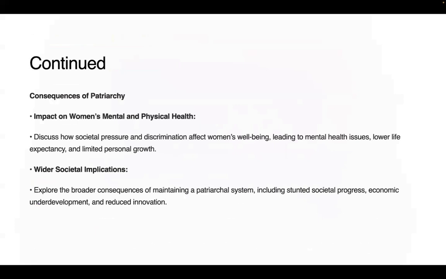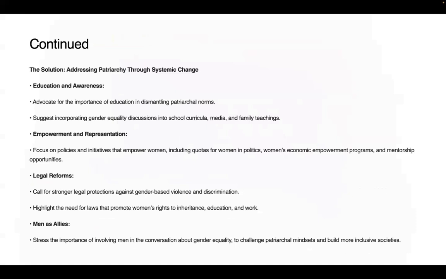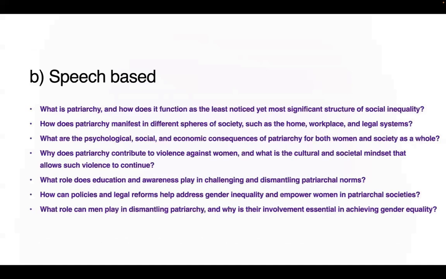Then you will talk about the consequence or the effect of patriarchy, the impact on women's mental and physical health, and the wider social implication, not only on women, on the overall societal structure. And then you will give the solutions addressing patriarchy through education, through empowerment and representation, through legal reforms, through men as allies, not as enemies, not creating polar identities.